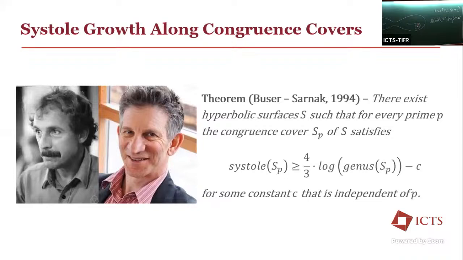All right. So the first result I want to talk about is due to Buser and Sarnak, a paper in 1994. In case you're curious, this is the paper where they prove that with only finitely many exceptions, every lattice in SL2(R) has a non-congruence subgroup with index at most 2. But here's the result about systoles. There exist hyperbolic surfaces S such that for every prime p, the congruence cover has systole bigger than 4/3 log of the genus minus some constant.